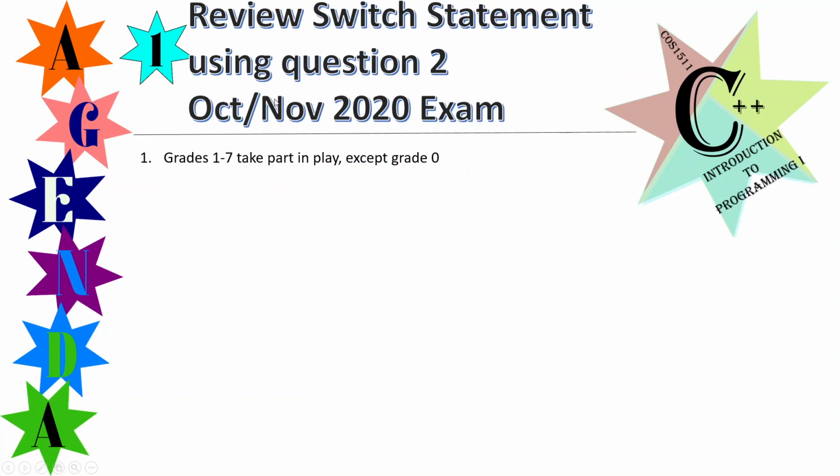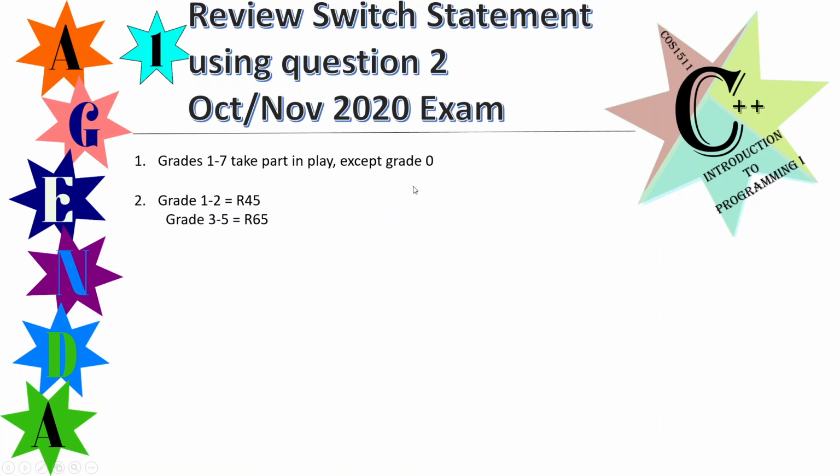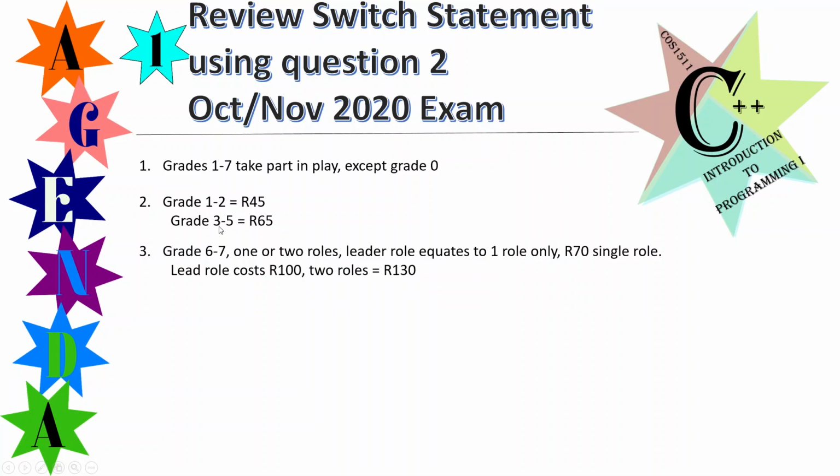So the summary of what I could take from the notes was that you've got grades 1 to 7, which take part in a play, except grade 0. Grades 1 to 2, their fee would be 45 Rand, and grades 3 to 5, their fee would be 65 Rand. And then finally, grade 6 or 7 has a choice. They can either have 1 or 2 roles. However, if they have a leader role, this means that they're only entitled to 1 role.